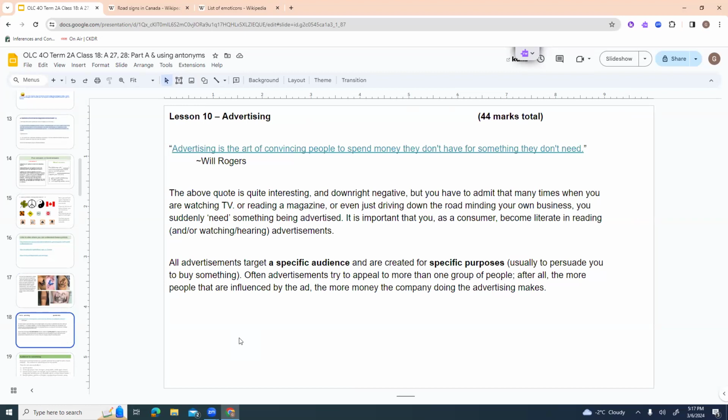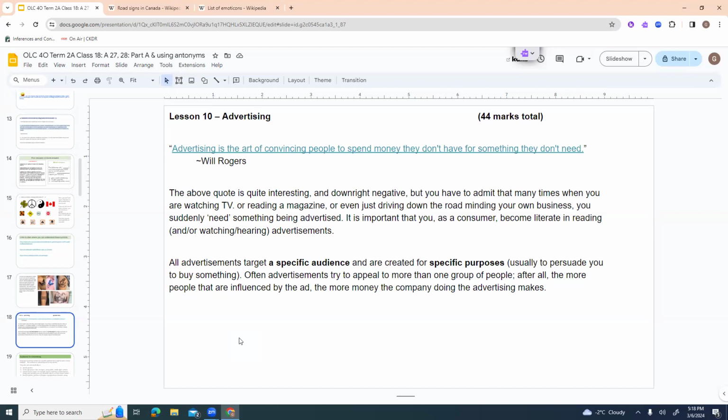All right, so I feel like that lesson is pretty simple. Now we're moving on to lesson 10. Lesson 10 is the last part of Unit 2. So we should be able to finish up Unit 2 tomorrow, I believe, which is great. We're really going through this pretty well. The entire Unit 2 is 44 marks, not just this assignment.